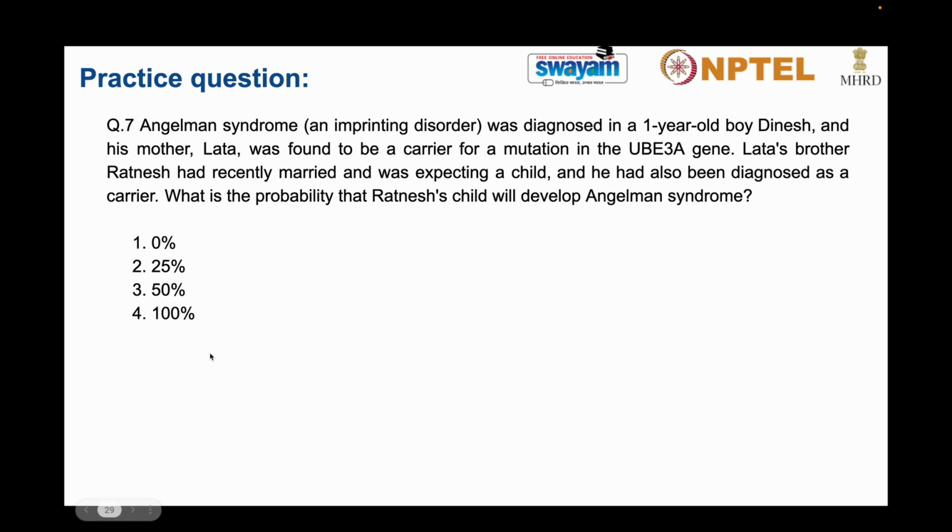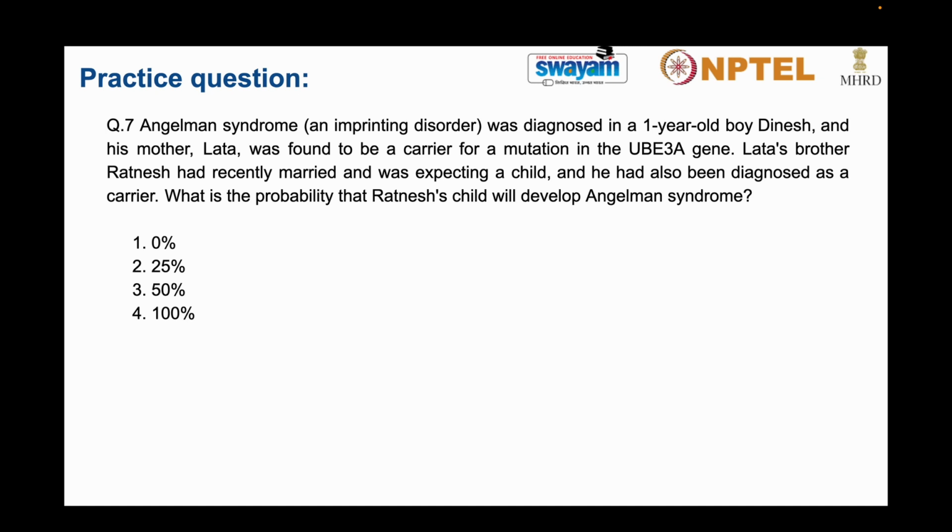So as you already know, Angelman syndrome occurs as a mutation in this particular gene, and you must remember that Angelman syndrome is the syndrome in which there is maternal imprinting, in which the copy of the mother's gene gets imprinted or silenced. So here they are saying there is a particular mutation in this gene. Lata was the carrier for that mutation, and when she gave rise to her child, that child was also detected with that particular syndrome.